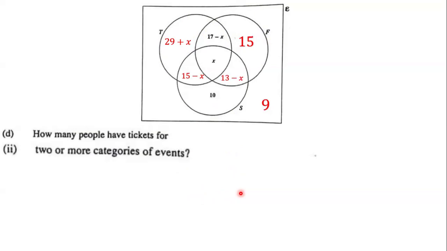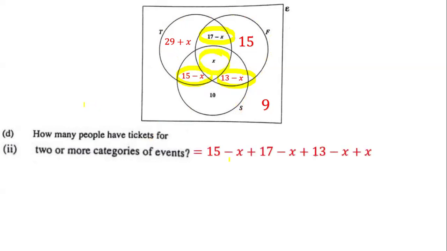Next, it says how many people have tickets for 2 or more categories of events. So let's start off with 2. All right, so 2 would be 15 minus x, 17 minus x, and then 13 minus x. Those are just 2, right? So track and swimming, track and field, and then field and swimming. But then they say 2 or more, so then we could include x because that is 3, all right?